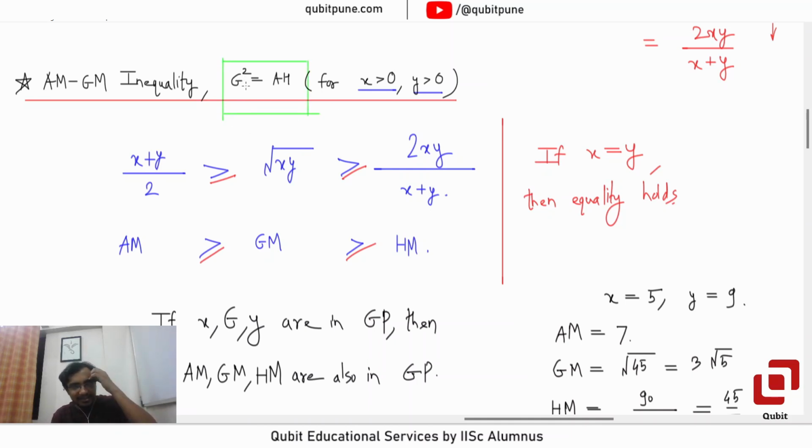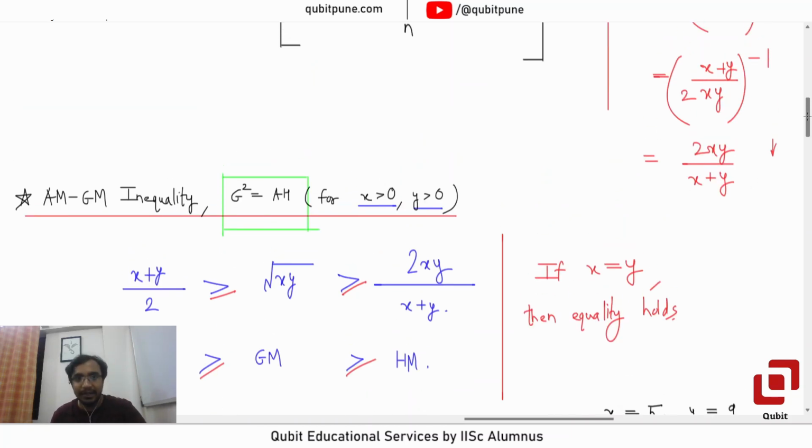Basically this result is helpful when the numbers are not given but the geometric mean and, let's say, the arithmetic mean are given and you have to find the harmonic mean. Ideally the procedure would be from geometric mean and arithmetic mean, find the two numbers x and y and then apply the formula 2xy upon x plus y. But if you know that result, that G squared is equal to AH, the harmonic mean can be determined very easily by squaring the geometric mean and dividing it by the arithmetic mean.